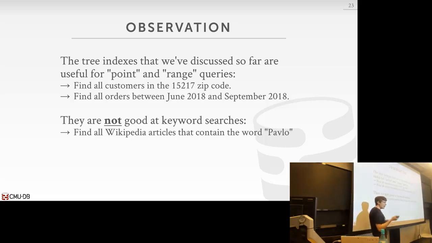Where the B+ tree and the hash tables are not good is when we want to do keyword searches. So for example, say I have the entire corpus of Wikipedia. I'm going to find all the Wikipedia articles that contain the keyword Pablo. I can't use a hash table index for that, and I can't use a B+ tree index for that, because I'm trying to find a sub-element of a value for an attribute. For the B+ tree, I have to have the exact key. I can't do a partial key. I can do a partial key lookup if the key is comprised of multiple attributes, but within a single attribute, I have to have the entire value of it. I can't have like the first 16 bits.